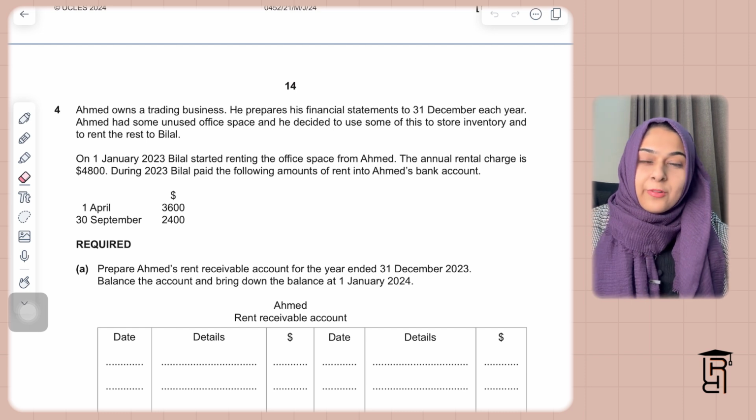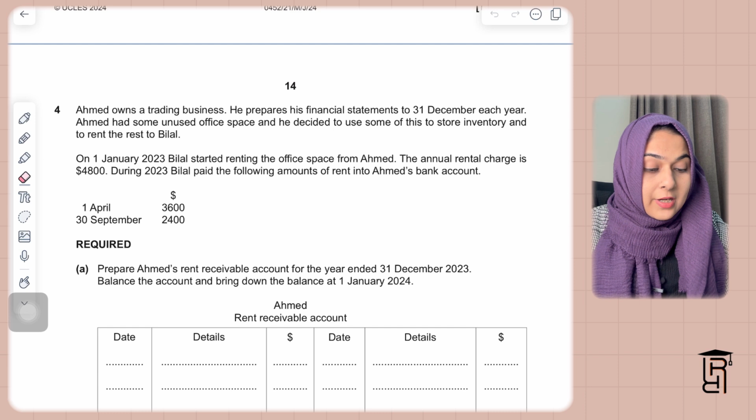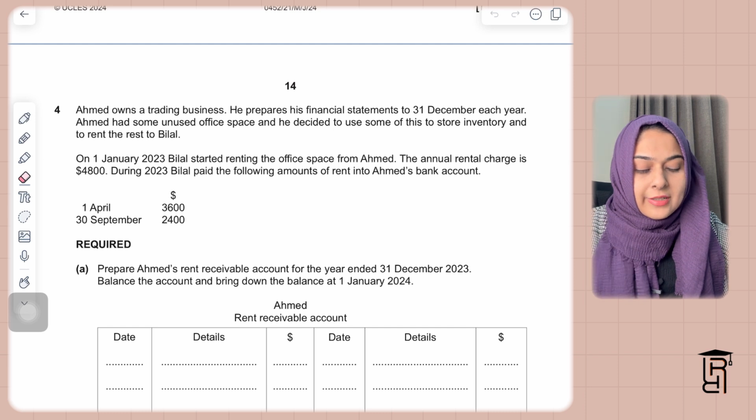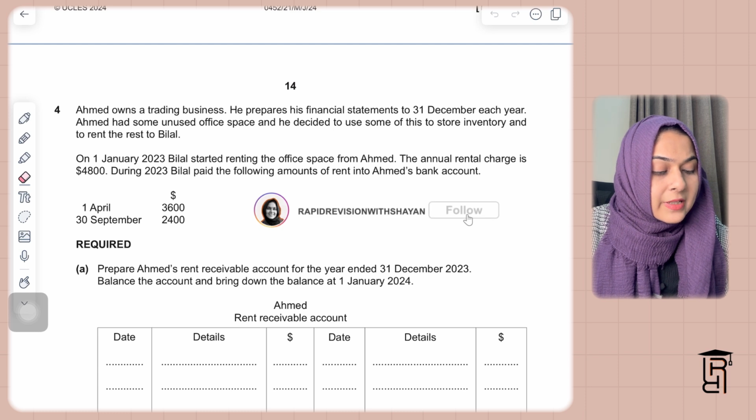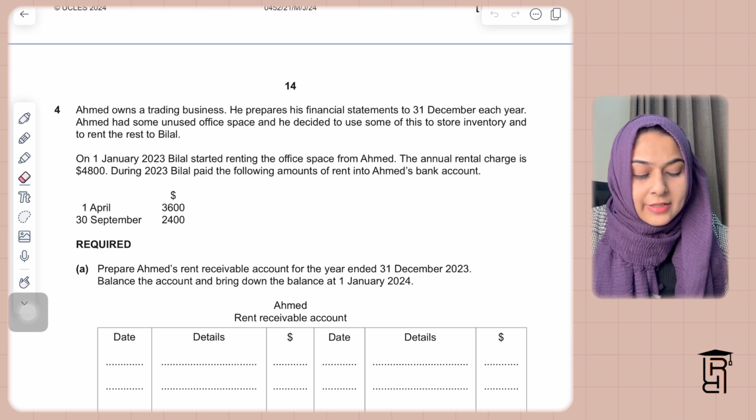This is question 4 of May-June 2024, paper 2 variant 1. The question says Ahmed owns a trading business. He prepares his financial statements to 31st December each year. Ahmed had some unused office space and he had decided to use some of this to store inventory and to rent the rest to Bilal.